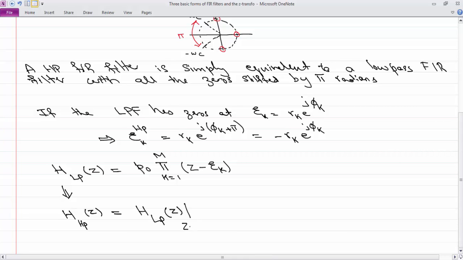You replace z by minus z because this is equivalent to just multiplying it with a negative sign. A shift by pi is simply multiplying with a negative sign, so that will be p naught pi, product over k equal to 1 to m, of minus z minus zeta k. So a high pass filter gives you a low pass filter, and similarly a low pass filter gives you a high pass filter through the simple shift of your zero.